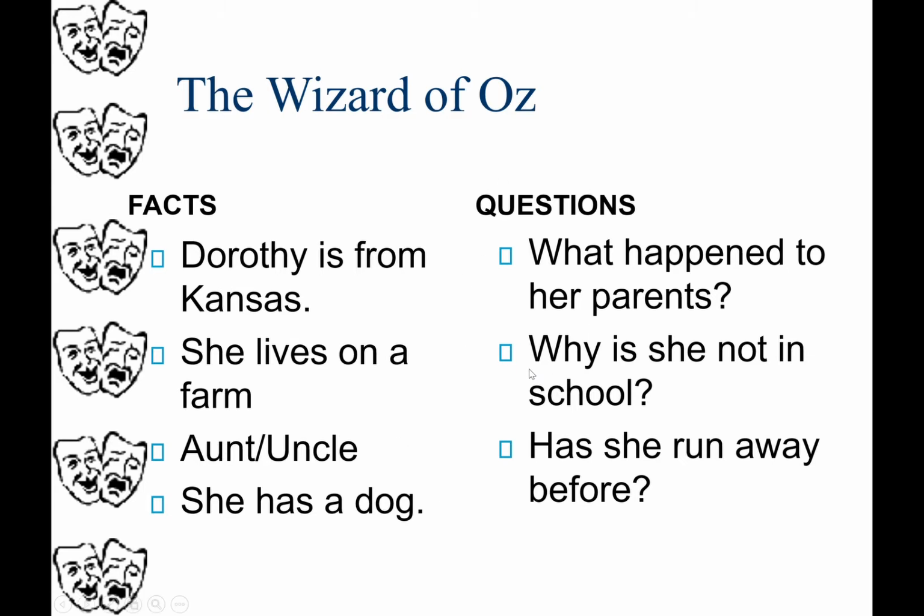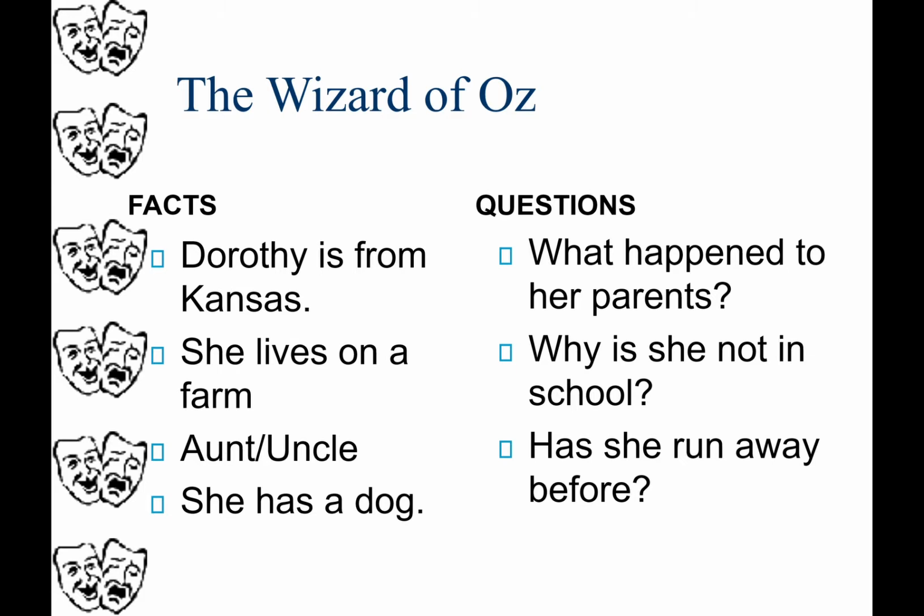Some questions I have just from the first page. What happened to her parents? Why is she not in school? Has she run away before? I don't know. Just some things to think about from the first page, right? And some things you would want to talk to your cast about. Why do you do this? What do you think happened here? What is your backstory, etc., etc., etc.